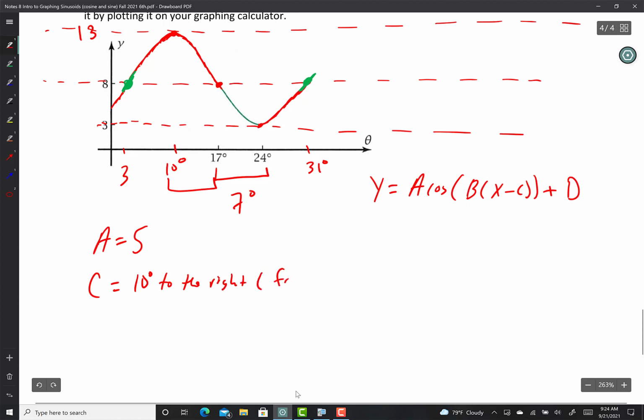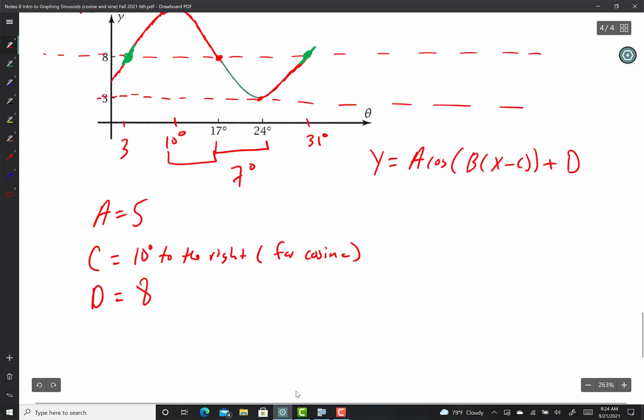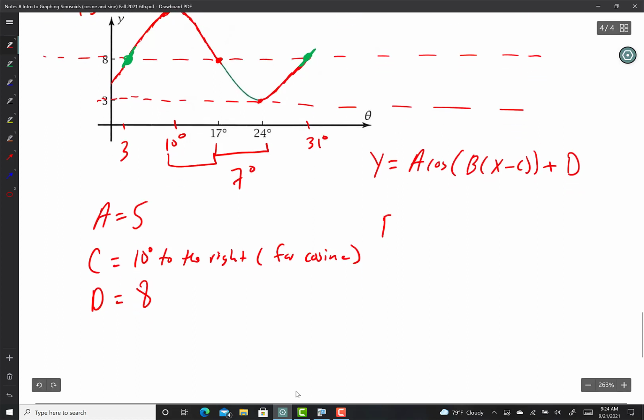For cosine. We still okay? What is my midline? D. 8. I heard someone say it. And the only thing I got left to calculate is the B. B is calculated by doing 360 divided by the period. The period is not 7 degrees.